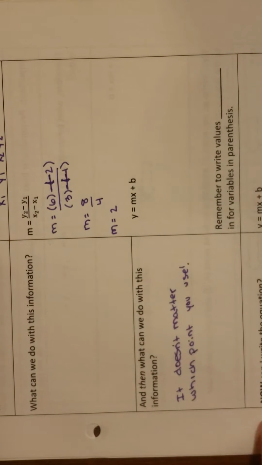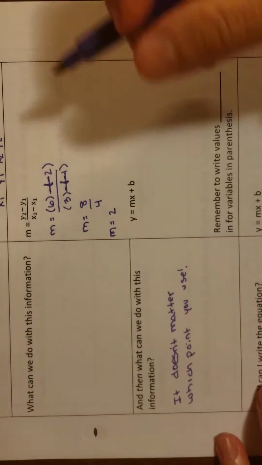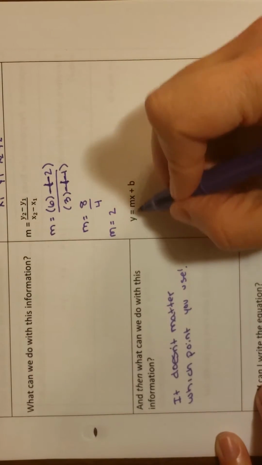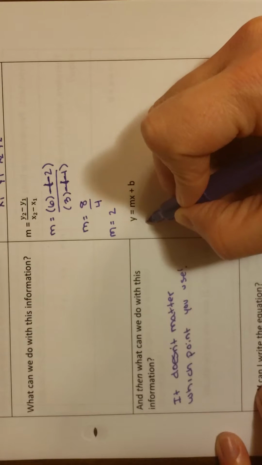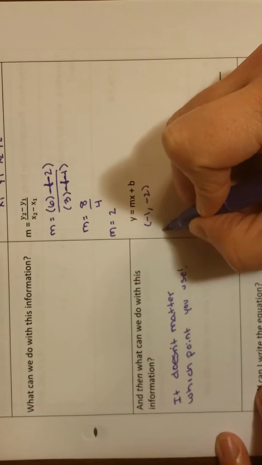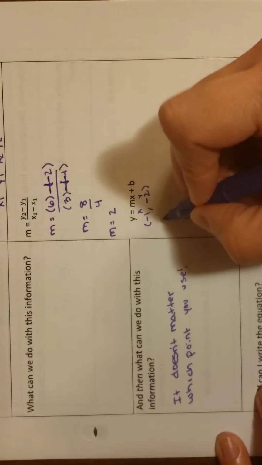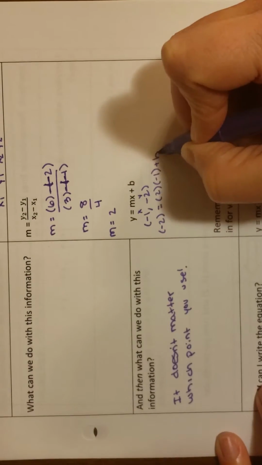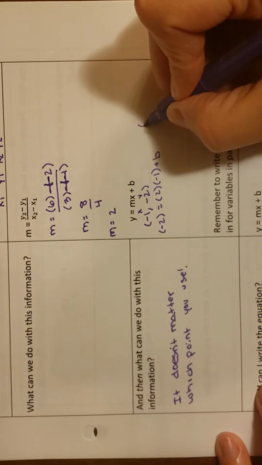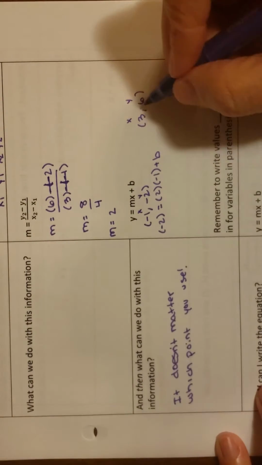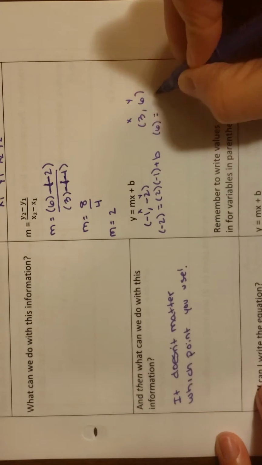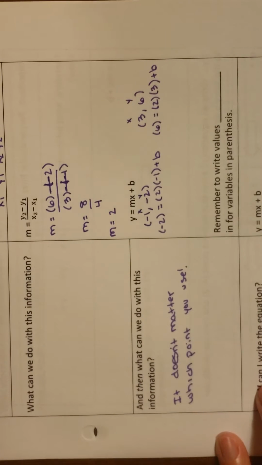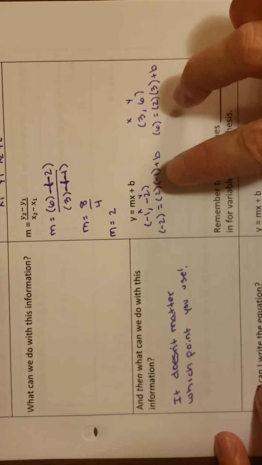What might be fun is if you were with other people, maybe one of you can write the equation using a slope of 2 with the first point, -1 and -2. So you would have, here's x and y, y equals mx plus b, and you can do it that way. And maybe your friend can do 3 and 6, x and y, so y equals mx plus b.